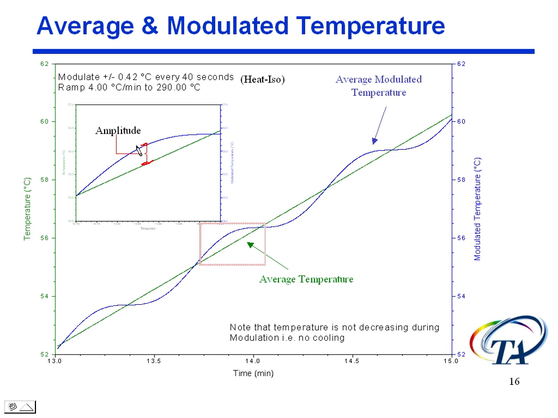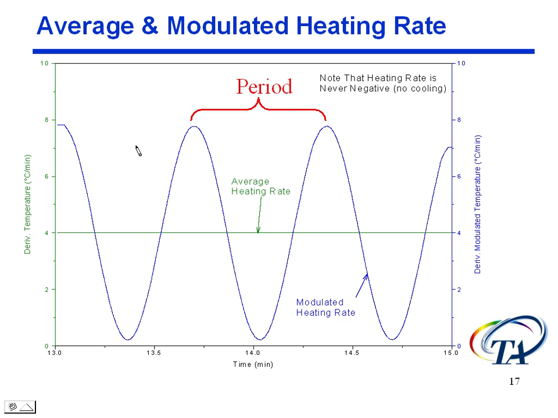Now, if we take the derivative of those two signals, why would we take the derivative? If we take the derivative of temperature with respect to time, look at our units here, degrees C per minute. What is that? That's simply our heating rate, or our average heating rate. And if we plot that, lo and behold, there it is right at 4, what we programmed.